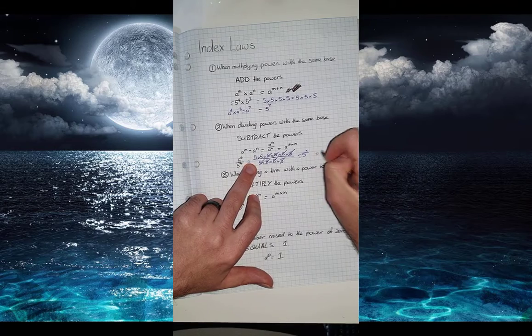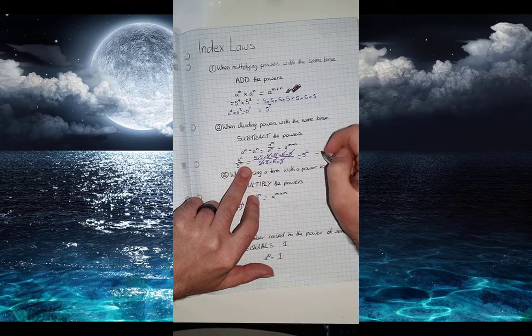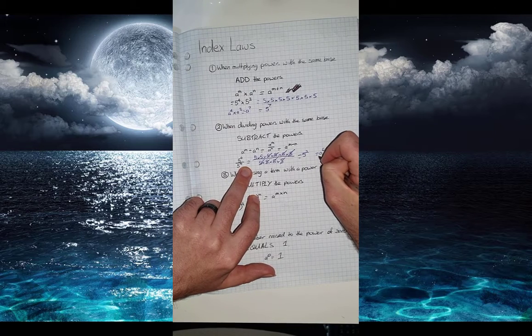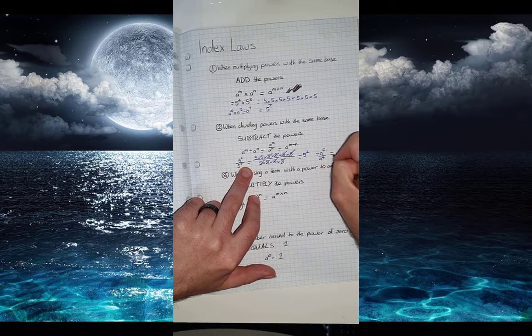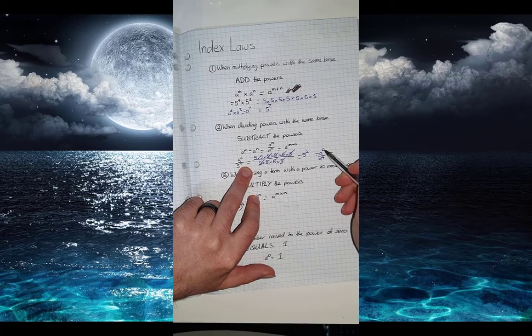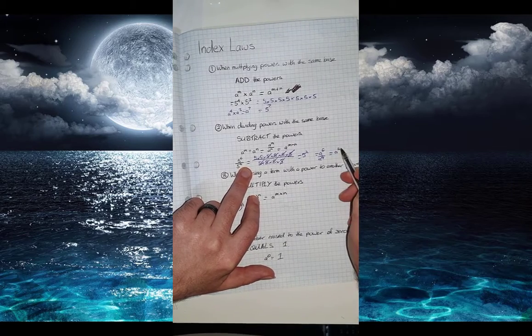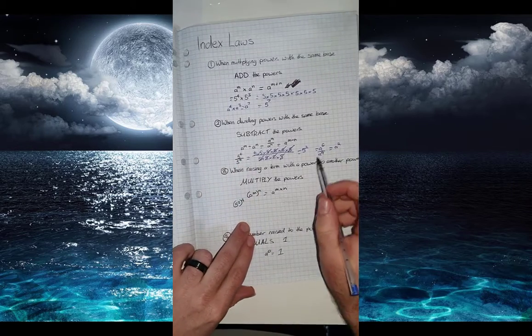Now what this looks like using our algebra: a to the power of 6 divided by a to the power of 4. We're subtracting the 4 from the 6. 6 take away 4 is 2, a to the power of 2, exactly like that.